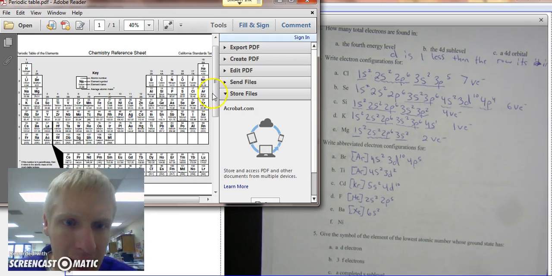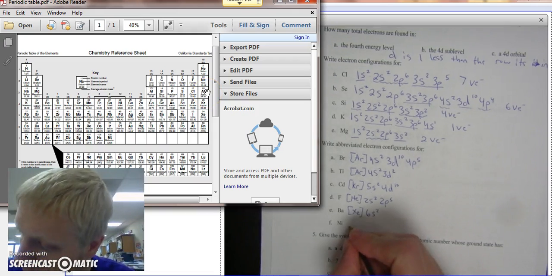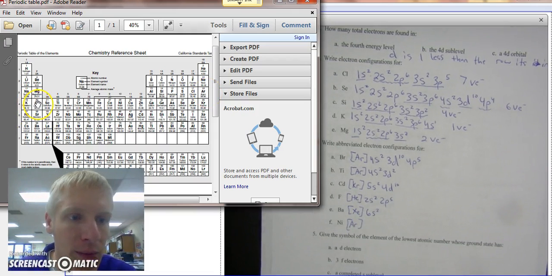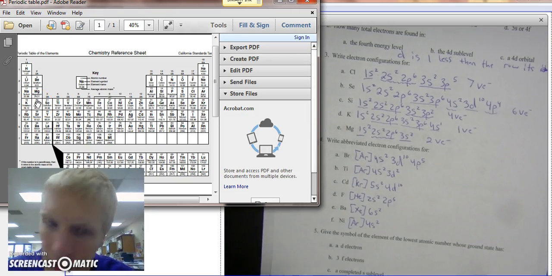And the last one, nickel, right up here. Actually, no, it's 28. Argon comes right before it. Continue on, fourth row, 4s2. And then d is one less than the row it's in, so it's 3d: 1, 2, 3, 4, 5, 6, 7, 8.